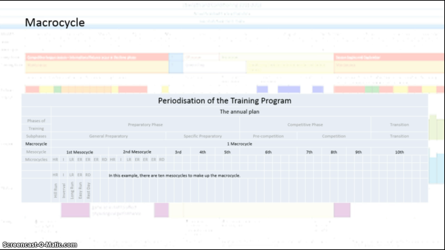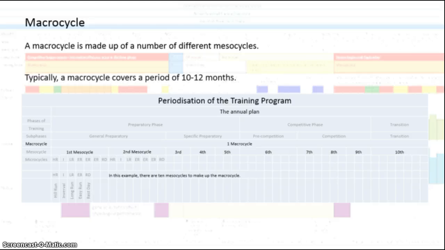Next, we look at the macrocycle. A macrocycle is made up of a number of different mesocycles. Typically, a macrocycle covers a period of 10 to 12 months. In most cases, a macrocycle represents the full training program, which is undertaken year by year, and thus the year is the largest unit of periodization. You can see up here we have one macrocycle, which is actually made up of 10 mesocycles.